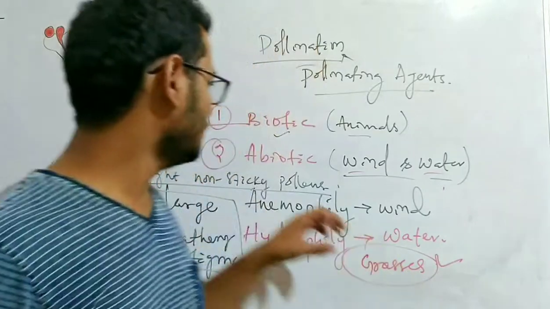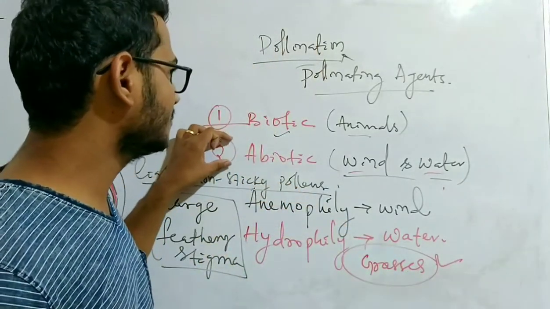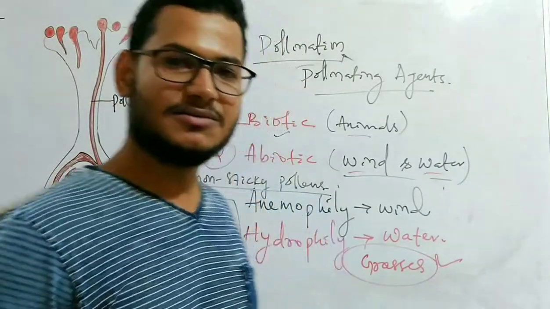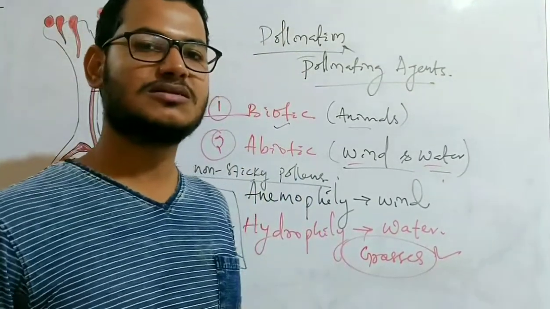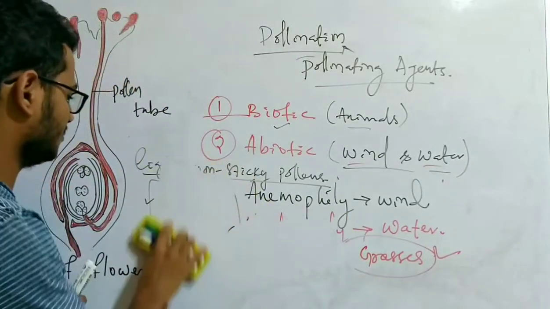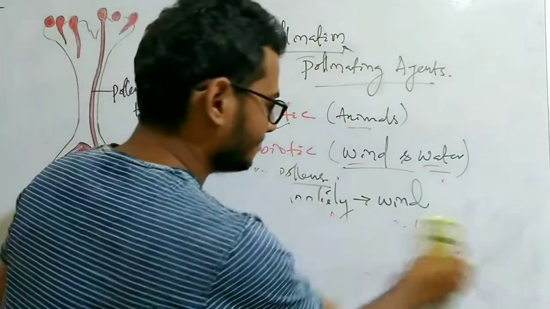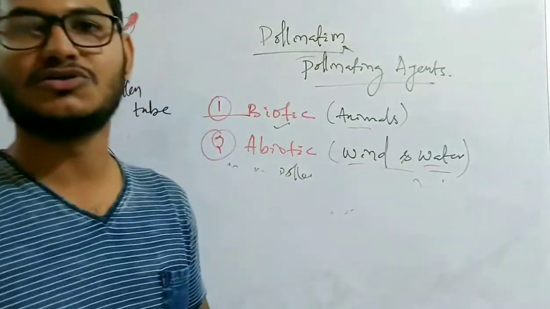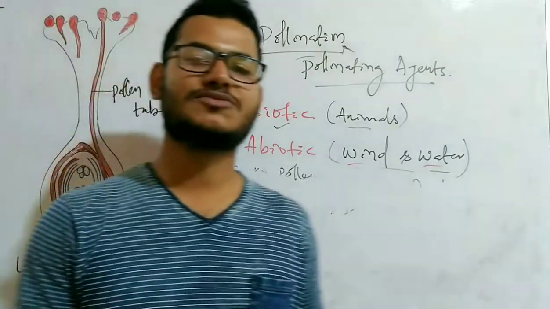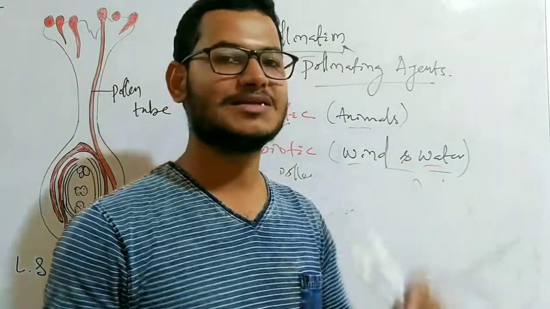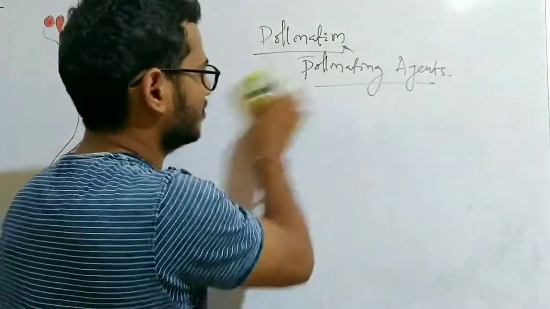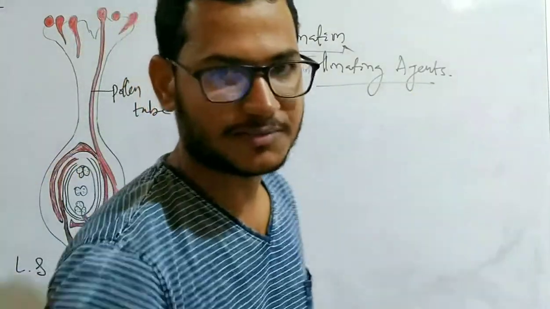Clear? So this is all about the abiotic pollinating agents and biotic pollinating agents. Now we are going to discuss what the other features are. Let's discuss the flowers. In most of the flowering plants, animals are used. The animals are used for pollination in most of the flowering plants.